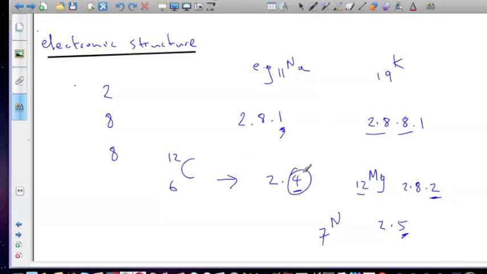Now, moving on from electronic structure to ions. Now, ions are charged particles which have lost or gained electrons. They've lost or gained electrons in order to be stable.